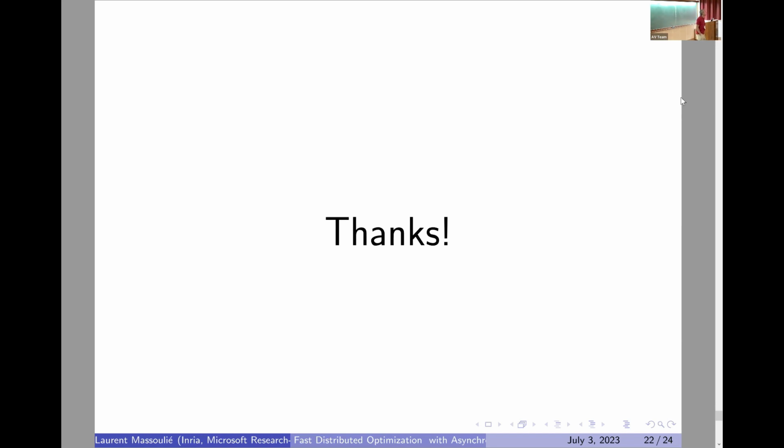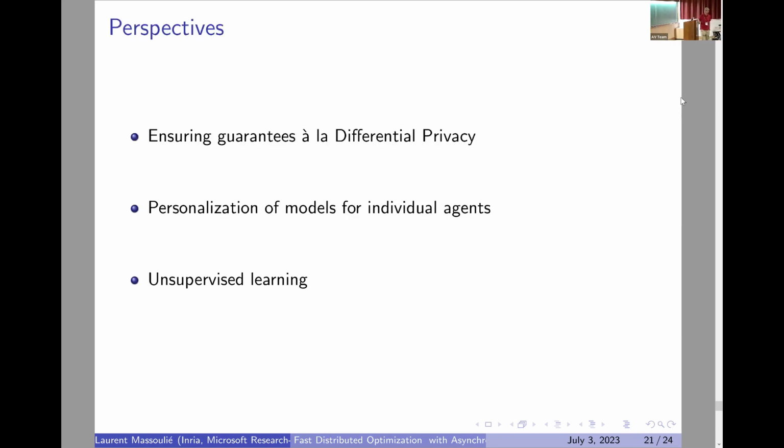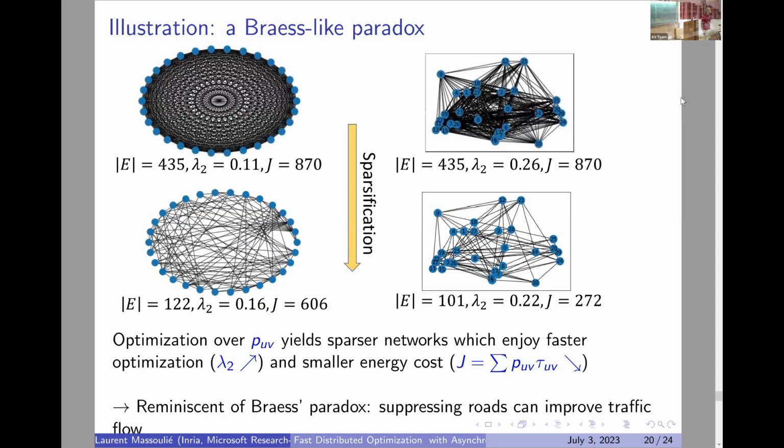Questions? Yes. I have a quick question on the slide where you showed the Braess paradox. I missed something. I didn't understand what are the graphs on the second row, starting from the first.